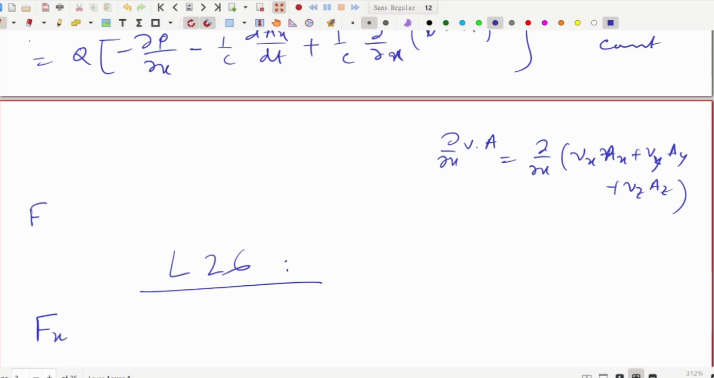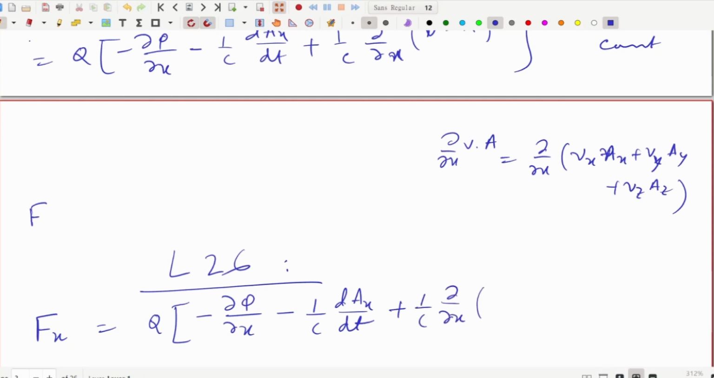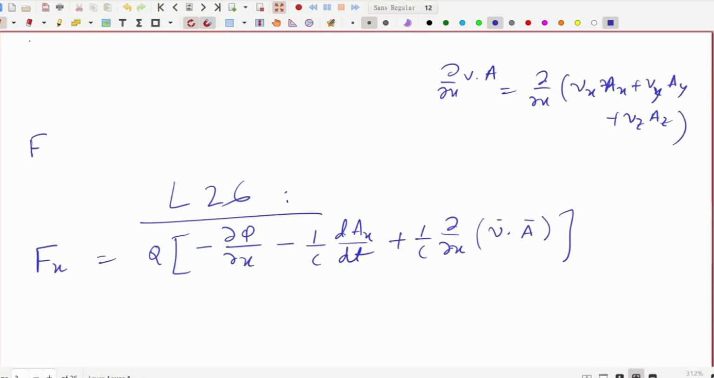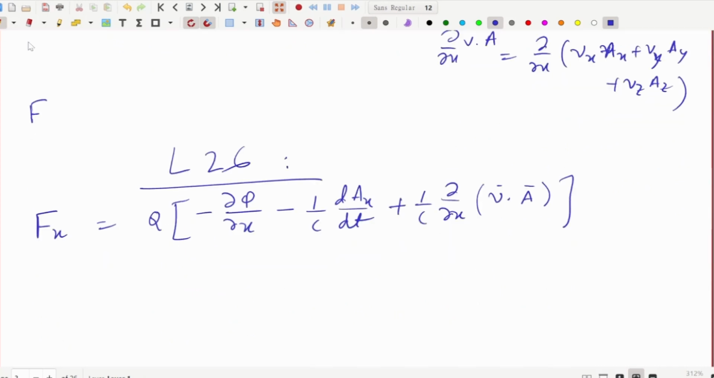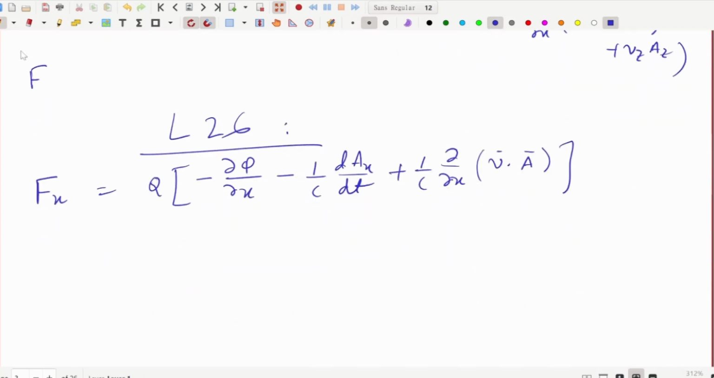The x component of the Lorentz force Fx is the charge of the particle q times minus del phi del x minus 1 over c del Ax del t plus 1 over c del x of v dot A. This we obtained last time. So whether we can write this in a nice form, let me show you.